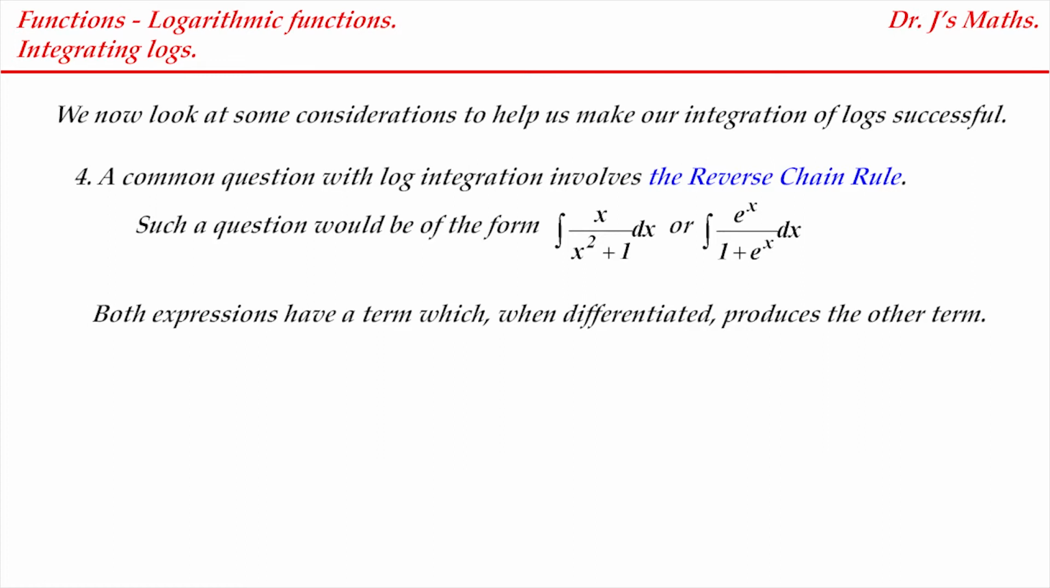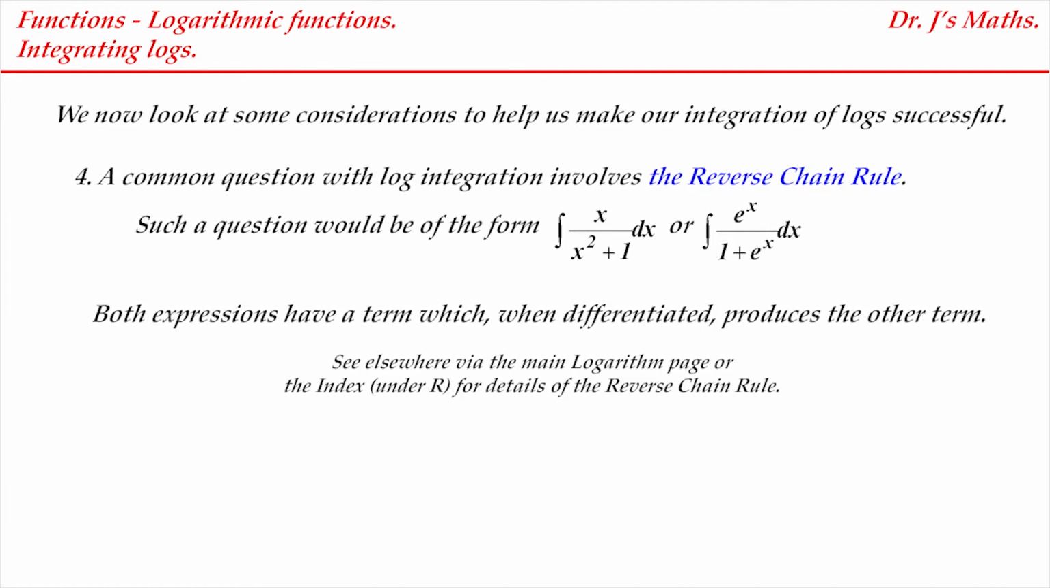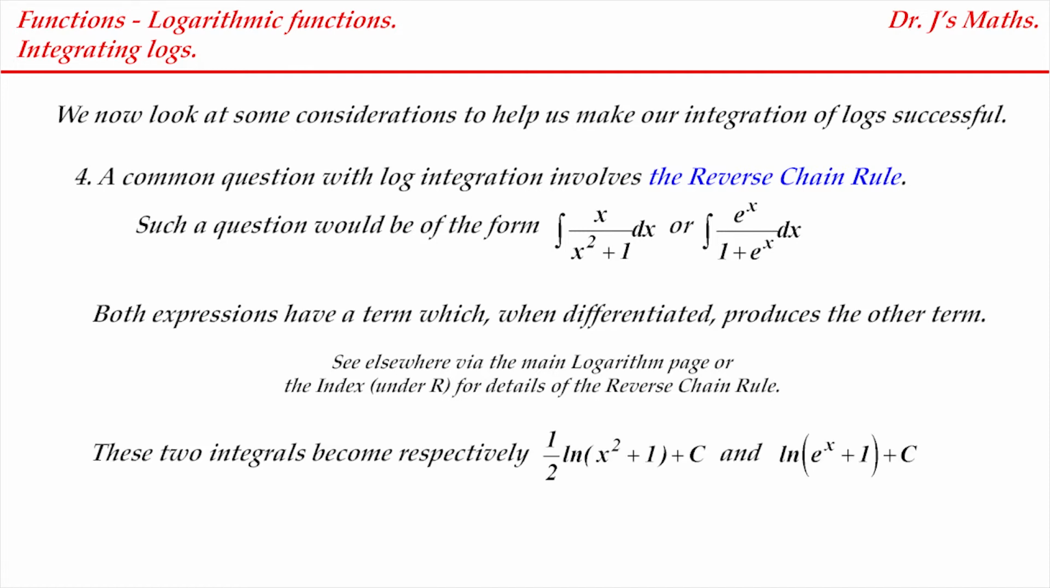Now, these are the characteristics of the reverse chain rule. We've dealt with that elsewhere, so see either the main logarithmic page for a hyperlink, or go to the index under R for details of the reverse chain rule. Just by the way, these two integrals become respectively a half ln of x squared plus 1 plus c and ln of e to the x plus 1 plus c. So they certainly produce the logs. Not that the reverse chain rule always produces logs, but here they did. So be careful, follow that one up.